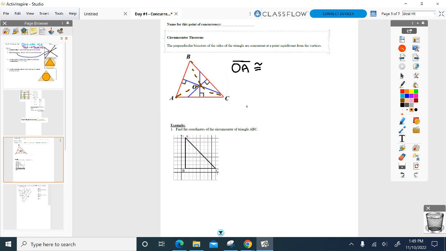Name another line segment we just made from the circumcenter to the vertex. OB, same distance as OC. All right? So the circumcenter is the same distance away from all three vertices. How's it formed, by the way? The perpendicular bisectors form the circumcenter. And what's so special about the circumcenter? Equidistant from the vertices.